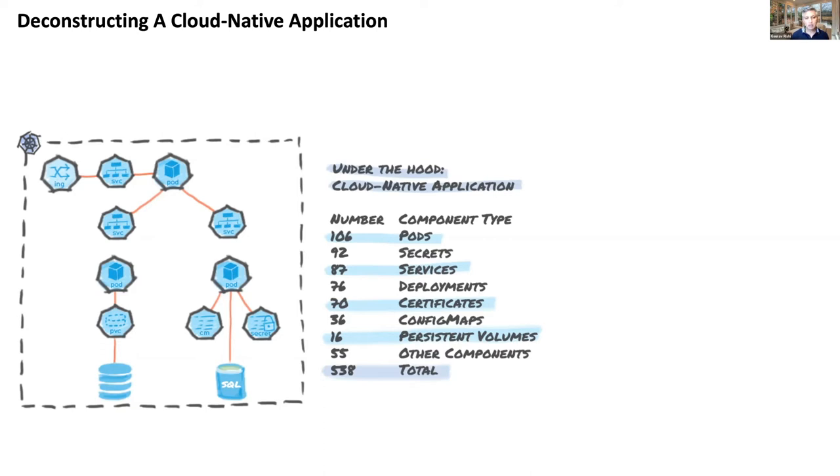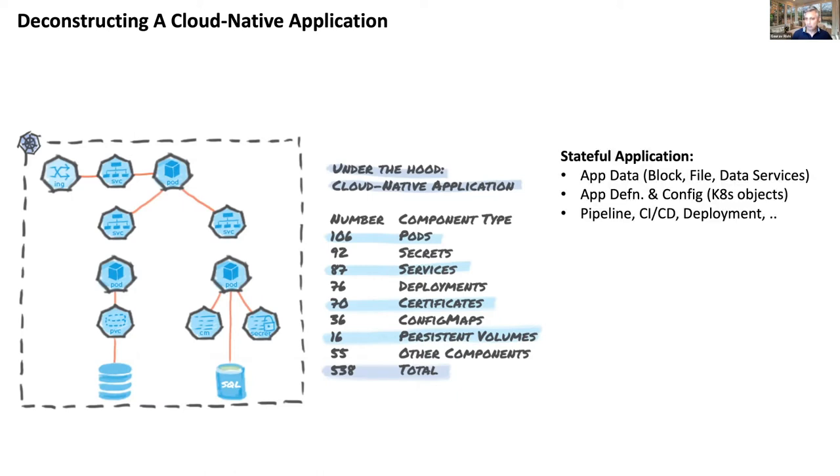And then you have a second microservice, and this could be another deployment where you actually have a database, in this particular case, SQL. The key point here to make is, first of all, there is a state explosion. So in addition to your storage volumes, as well as your database, you also have a number of components, 538 of them from a Kubernetes objects perspective. These are things like secrets and config maps and certificates, and you also need to go ahead and store that.